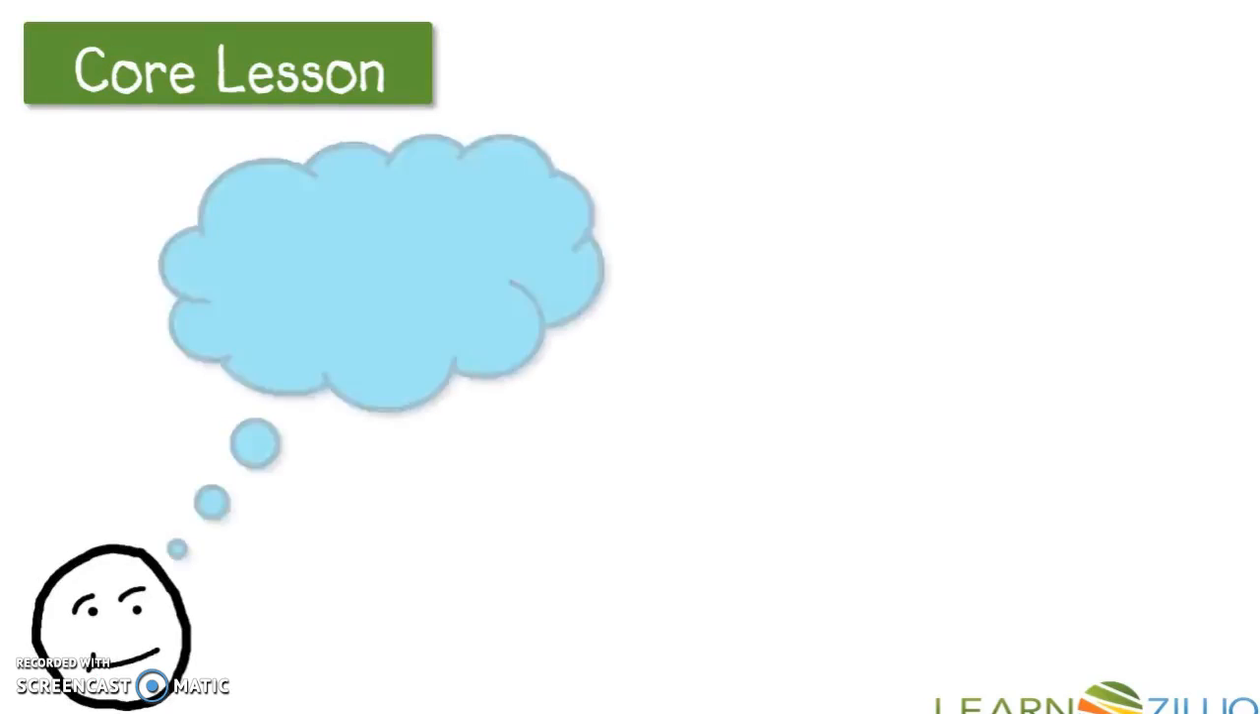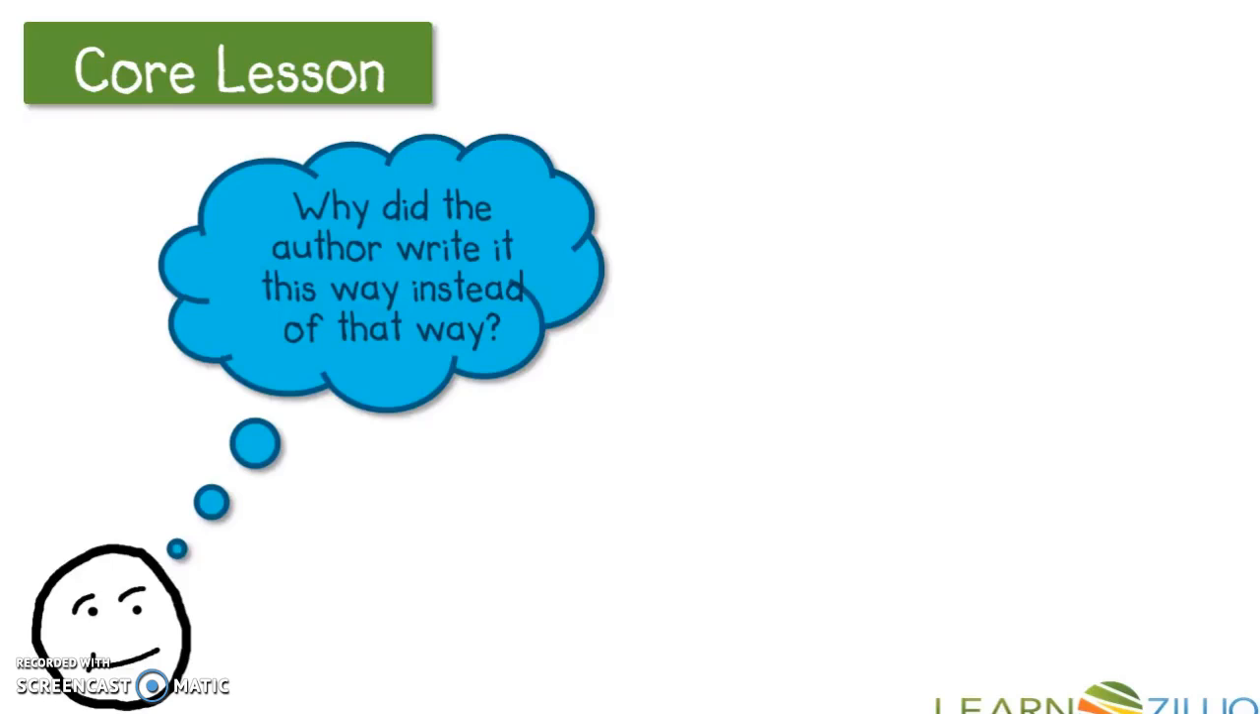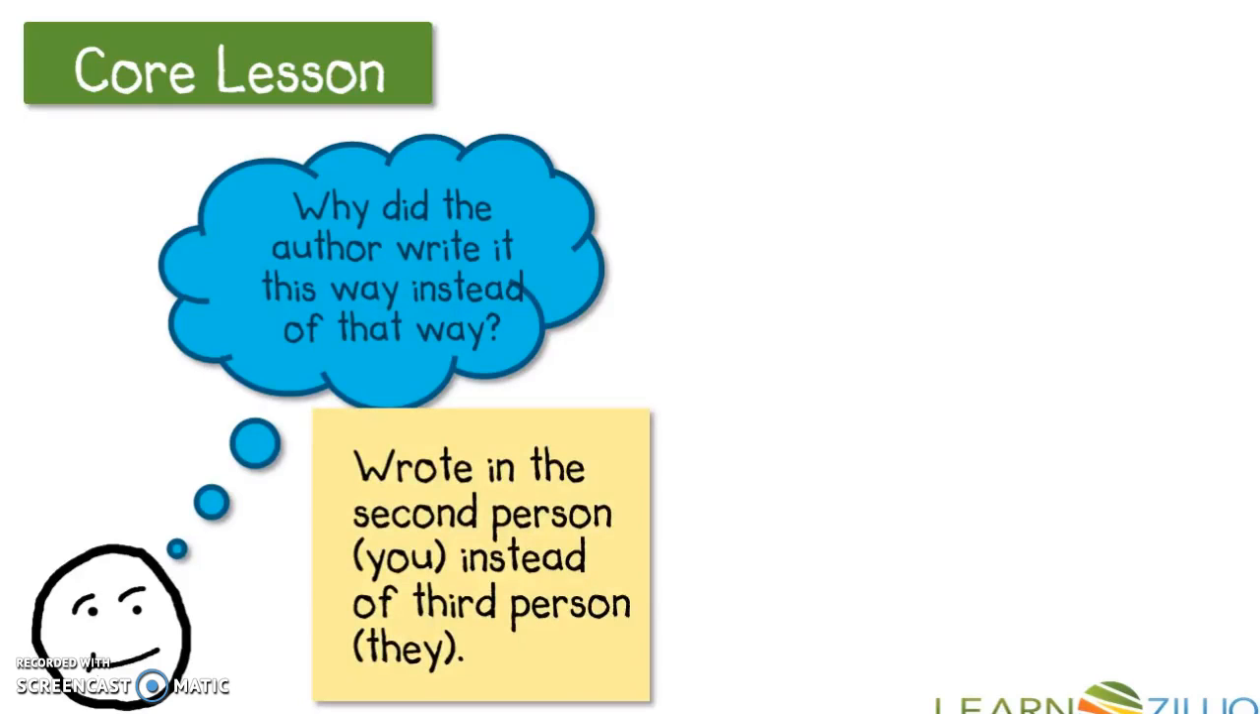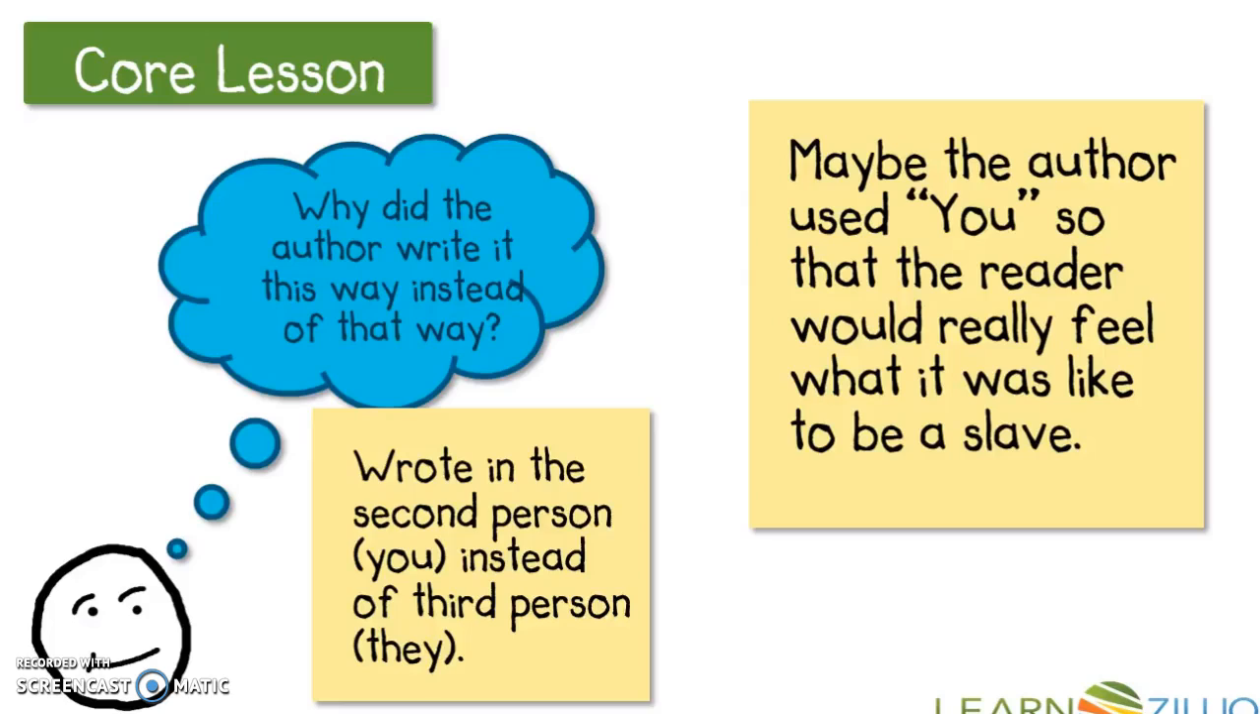So now I can think to myself, why did the author write it this way instead of that way? Why did the author write in the second person, you, instead of the third person, they? Why would the author do that? Why would the author want to be talking to the reader in that way? You were a slave. Maybe the author used you so that the reader would really feel what it was like to be a slave, so we'd really understand how hard life was for slaves.